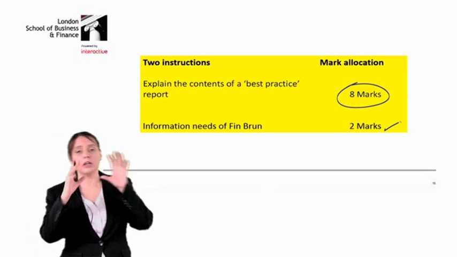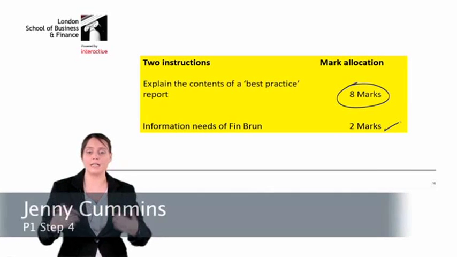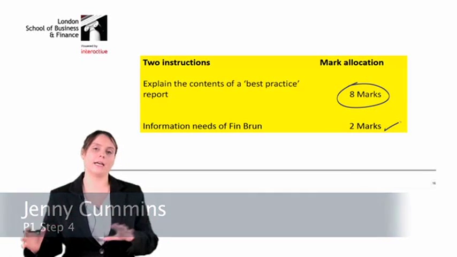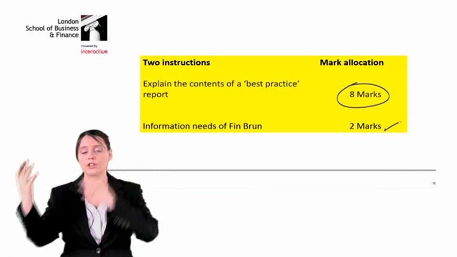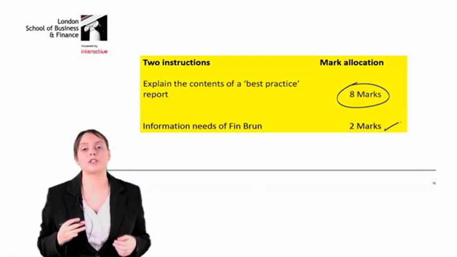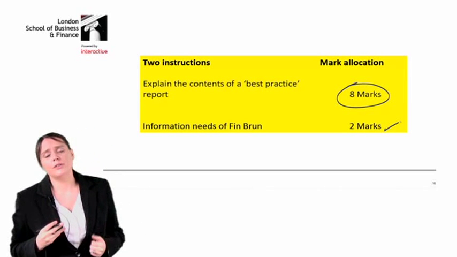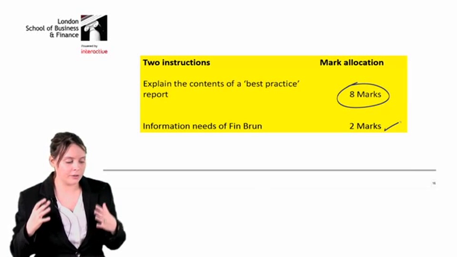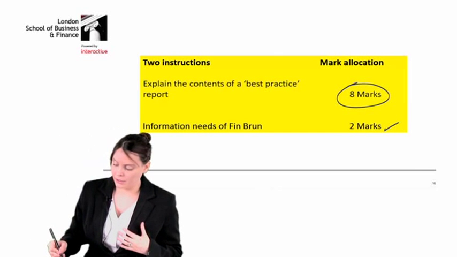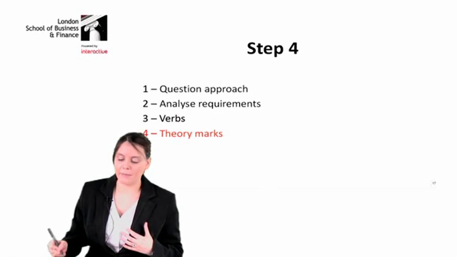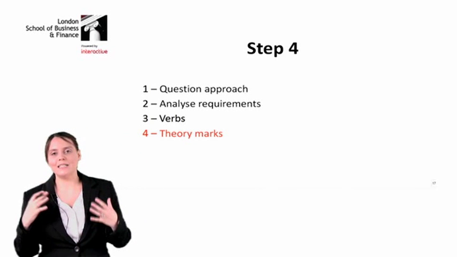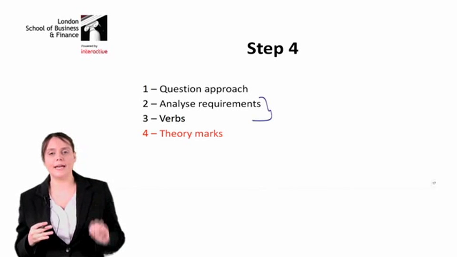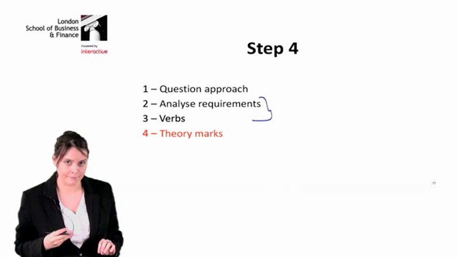Now, we've looked through the requirements twice, understanding the general syllabus areas and also looking at our verbs, the instruction, and the marking allocation. What we're going to do now in step 4 is start looking at what are the theory marks available. Now, what we're going to see in step 4 is that as we do steps 2 and 3, we should be creating our answer plan.